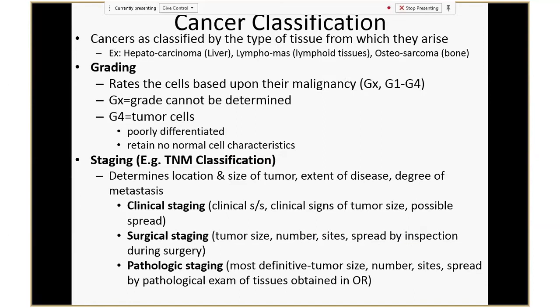So we're going to look at how to classify cancer. I'm sure some of you have heard of stage 4 or the grade of cancer. Okay, we're going to talk about what that means and how it affects your prognosis and what it actually means to your patient. Cancers are classified by the type of tissue from which they arise.